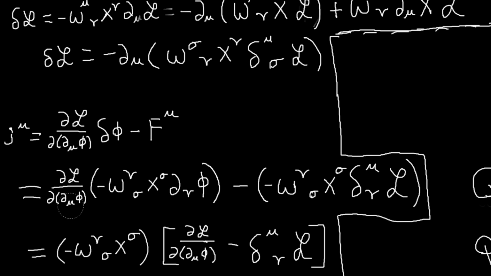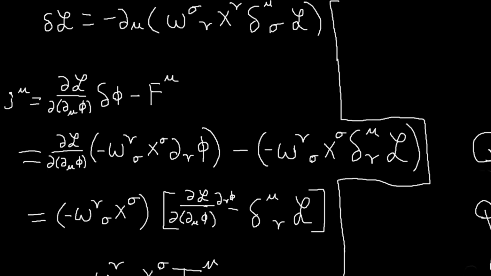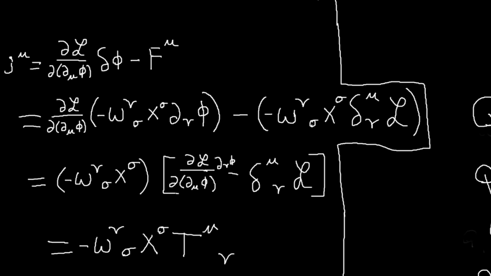I'll be left with just dL/d(d mu phi). Oh, you know what? I messed up just a little bit here because obviously I'm missing my d nu phi here. And then the only term left over in this is the delta mu nu L. If you remember, this expression is just our usual expression for the energy momentum tensor. So this is T mu nu. So our conserved current becomes this.